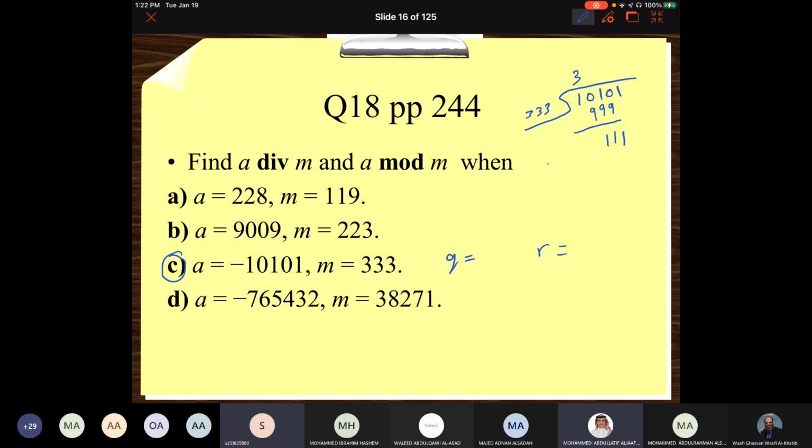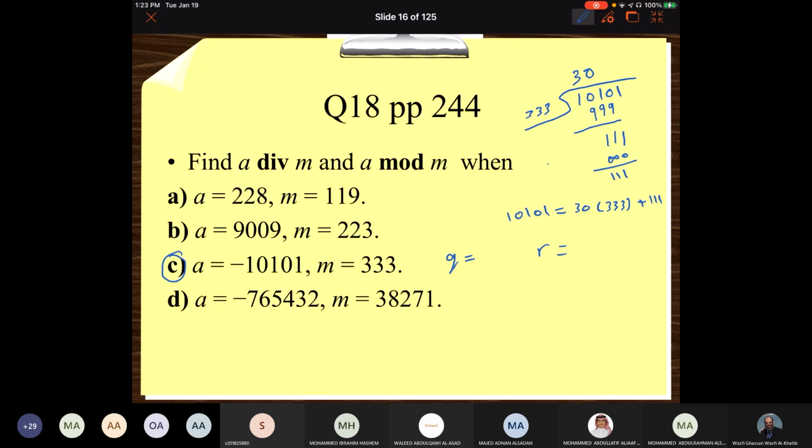One. You add zero down and zero up. Zero صح? So now basically 0 multiplied by 333 is 0 and the remainder is 111. So I have 10101 is equal to 30 multiplied by 333 plus 111. مظبوط؟ طيب now I need it negative صح؟ فأنا what did I say?